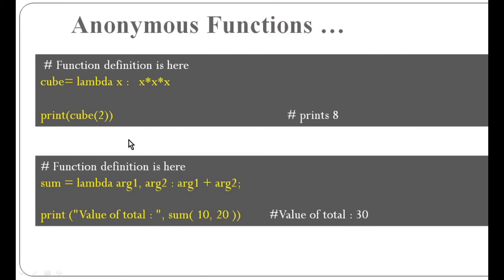Some more examples here. You have lambda x: x star x star x. So you can just say cube of 2. That means x will take the value 2. So 2 into 2 into 2, it will print 8. Here you can see that there are multiple arguments, argument 1 comma argument 2, and then the expression will be argument 1 plus argument 2. I am calling the function like this: sum of 10 comma 20. So the value of total will be 30.